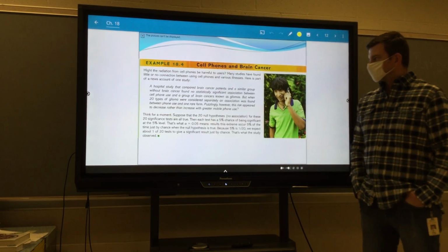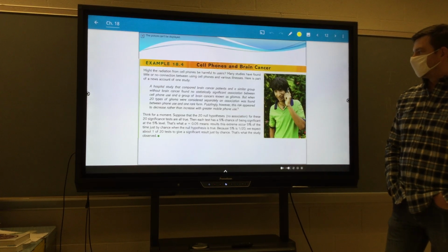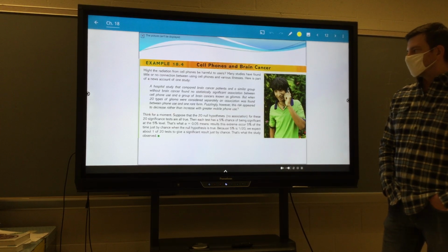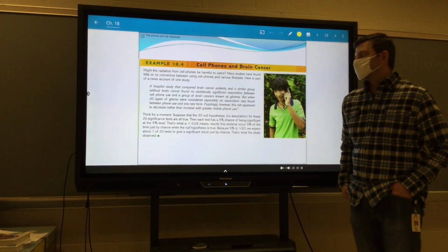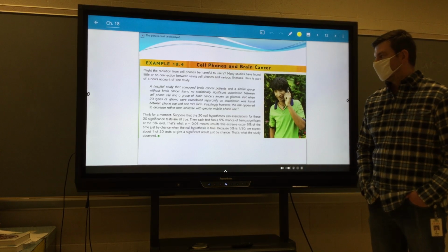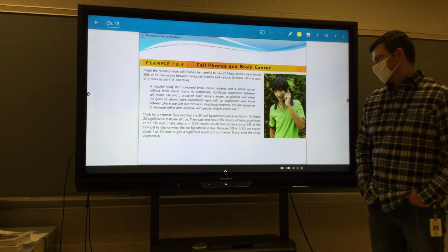Another example here. It says, might the radiation from cell phones be harmful to users? Many studies have found little or no connection between using cell phones and various illnesses. Here is part of a news account of one study. Okay, so this is an excerpt from a news story. A hospital study that compared brain cancer patients and a similar group without brain cancer found no statistically significant association between cell phone use and a group of brain cancers known as gliomas.